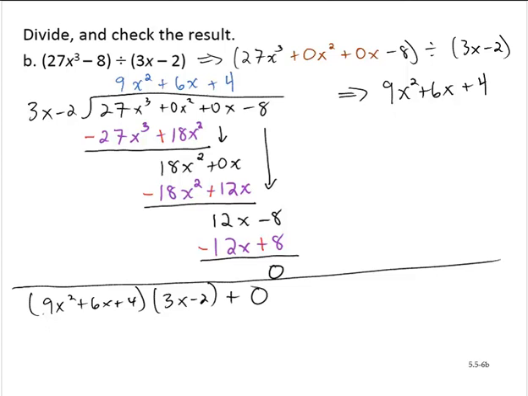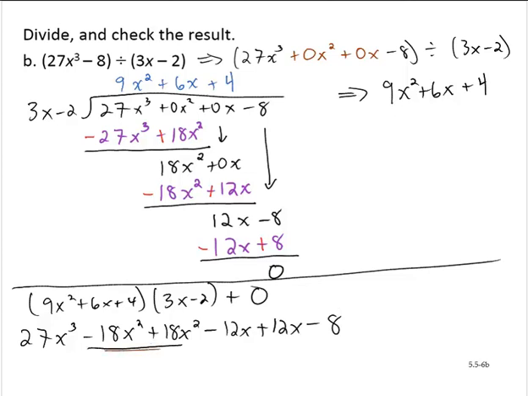Alright, multiplying 9x squared by 3x is 27x cubed. 9x squared by negative 2 is minus 18x squared. 6x by 3x is 18x squared. 6x by negative 2 is minus 12x. 4 by 3x is plus 12x. And 4 by negative 2 is minus 8. Notice how our like terms add up to 0.